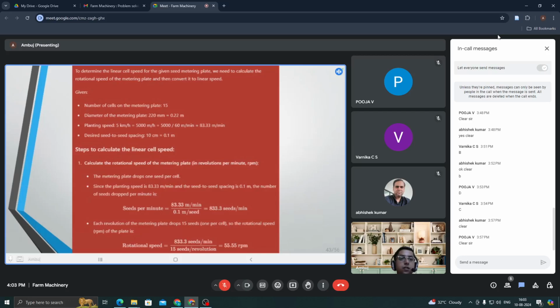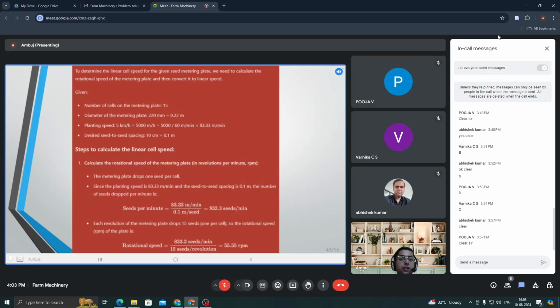What is my planting speed? It is 5 kilometers per hour. What will it be equal to in meters per minute? Multiplied by 1000, that will be 5000 meter per hour, divided by 60. What would it be equal to? 83.33 meters per minute. Then the desired seed to seed spacing is 10 centimeters, as given. You have to convert it into SI units. It is 0.1 meter.